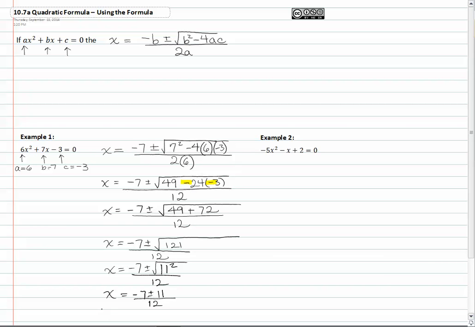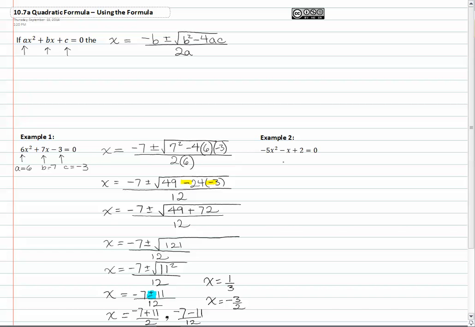So I will get two solutions for this because of the plus and minus sign right there. So remember, if you have a plus or minus sign in between your numbers, you're going to need two solutions. So negative 7 plus 11 all over 12. And the other solution will be negative 7 minus 11 all over 12. So this will give me x equal to 1/3 or x equal to negative 3/2.